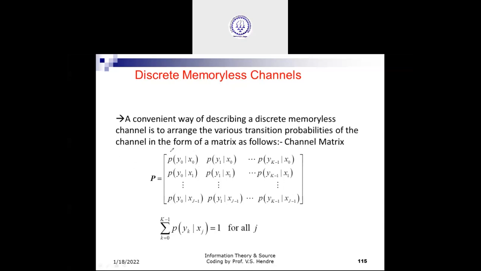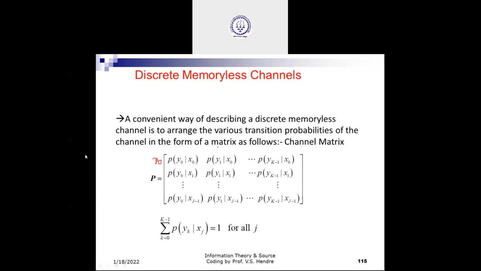I may define these terminologies like this: on the row I have x0, x1, and on the column I have y0, y1, yk minus 1. So if I look at this matrix, P of y0 given x0, y1 given x0, yk minus 1 given x0, that means at the first row I have x0 with me, and at the columns I have y0, y1, yk minus 1.